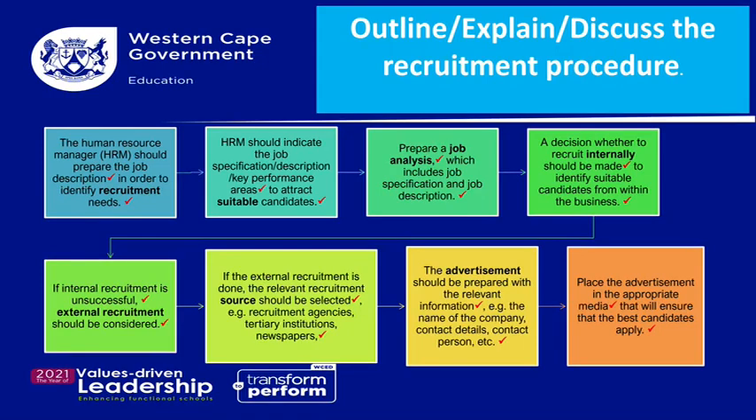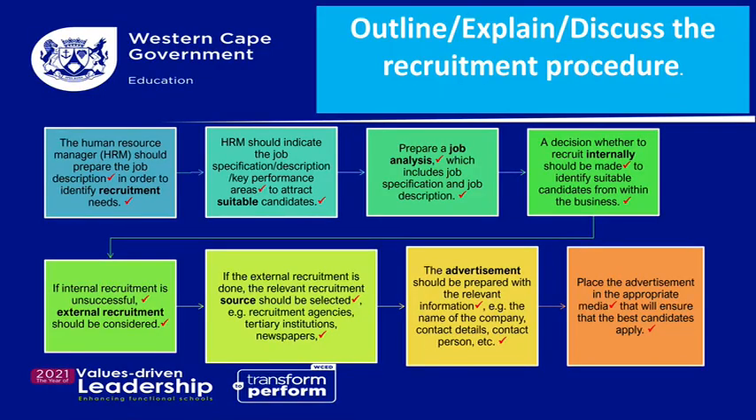Right, then I need to prepare an advertisement. Now, guys, this is for internal and external. The advertisement with the relevant information, the name of the company, contact details, the contact person, all of those should be mentioned in this advertisement, and then of course your job description and your job specification form part of it as well. And right, the last one, place the advertisement in the appropriate media that will ensure that the best candidates will apply for the position. So guys, that is now the recruitment procedure.